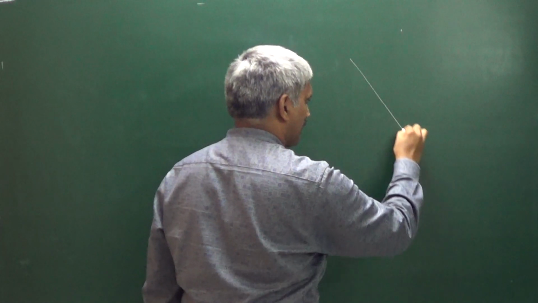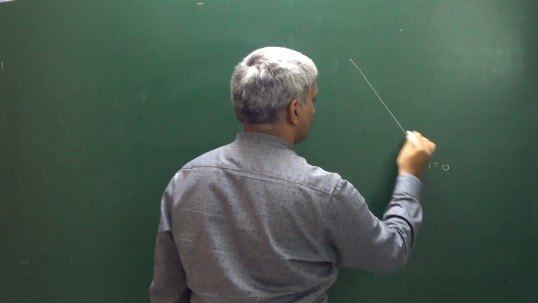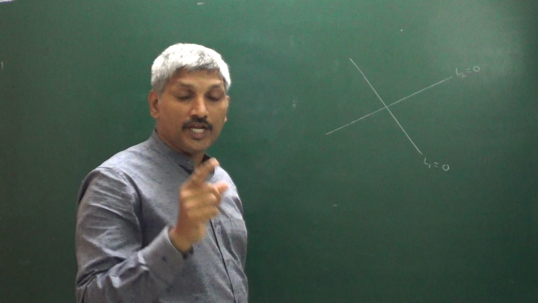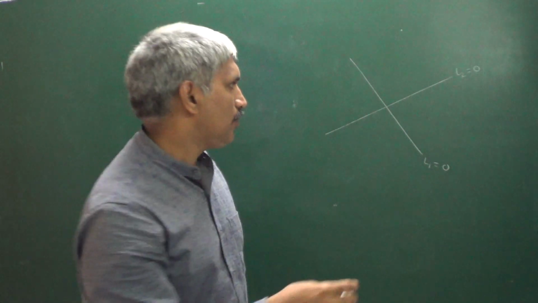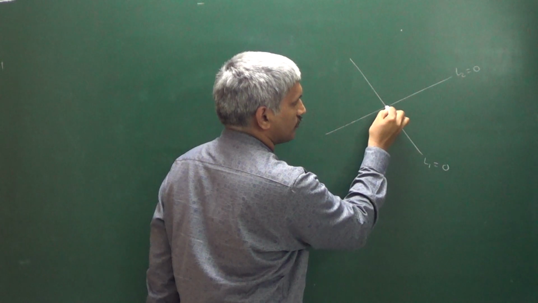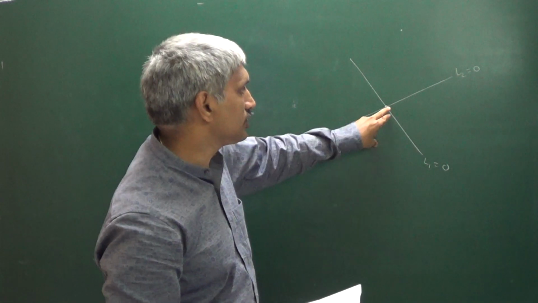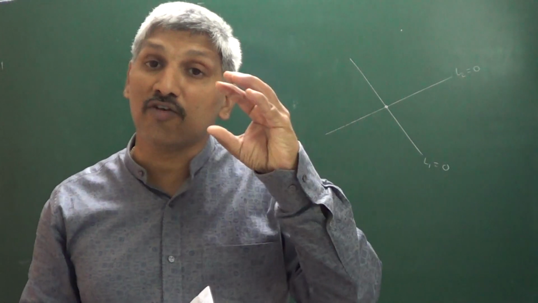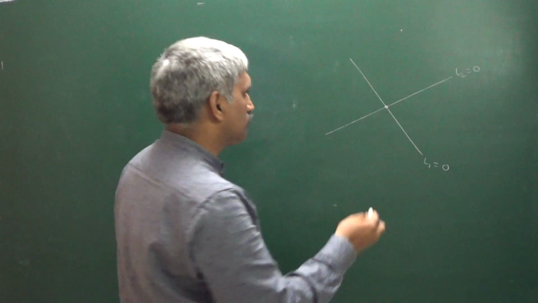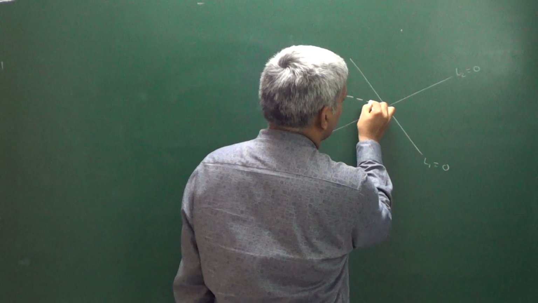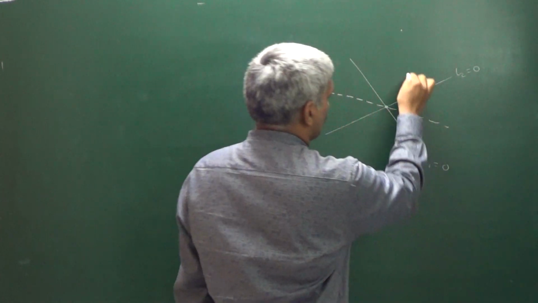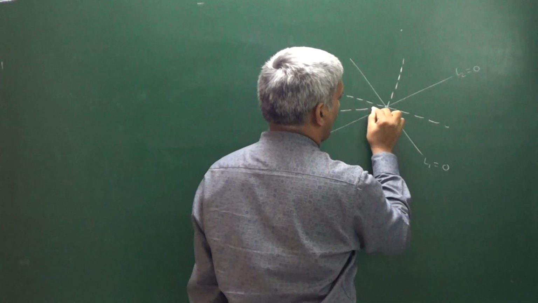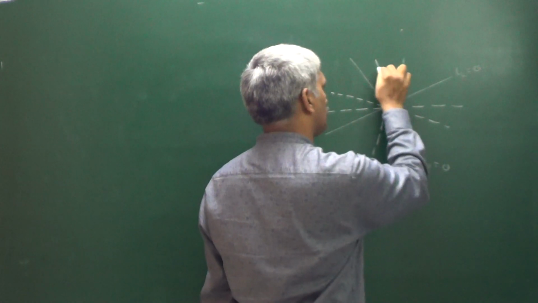Observe here, this is one line given, L1 equals 0, and this is another line given, L2 equals 0. Any line passing through the point of intersection of these two lines, passing through this point, how many lines are possible? Passing through that point, we have an infinite number of lines. Observe here, this is one line, this is another line, this is one more line, this is one more line.